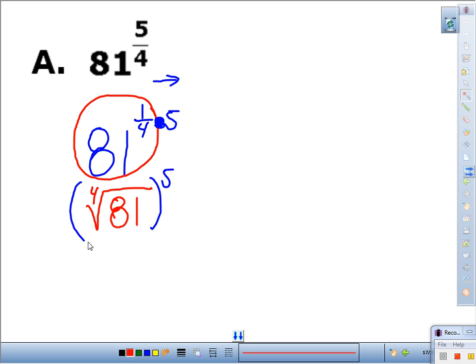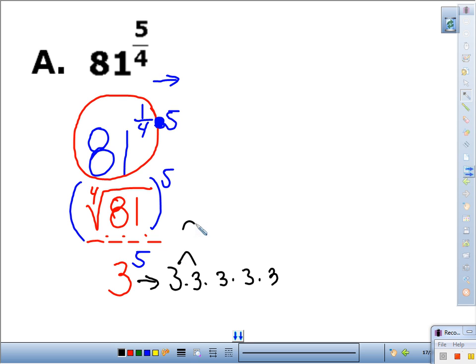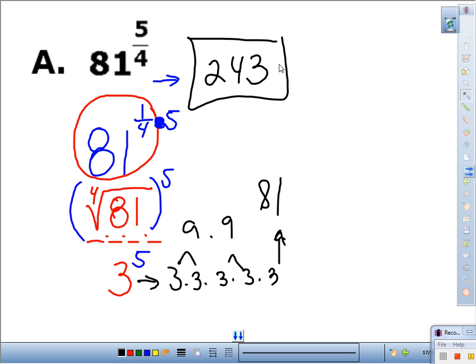From there, what number times itself 4 times gives me 81? Everyone. 3. Bring down the power of 5. That becomes 3 times 3 times 3 times 3 times 3. This is 9. This is 9. What is 9 times 9? 81 times 3? 243. It's a total of 243. Okay, hands if you got that.